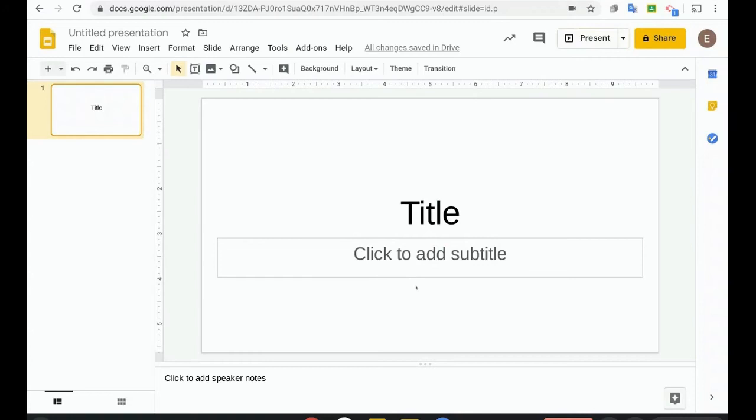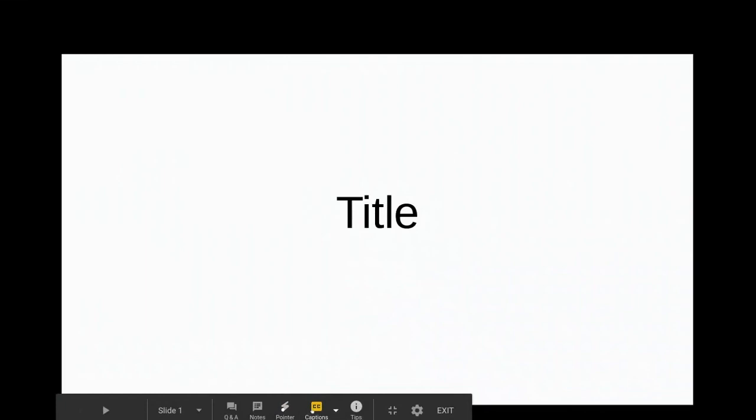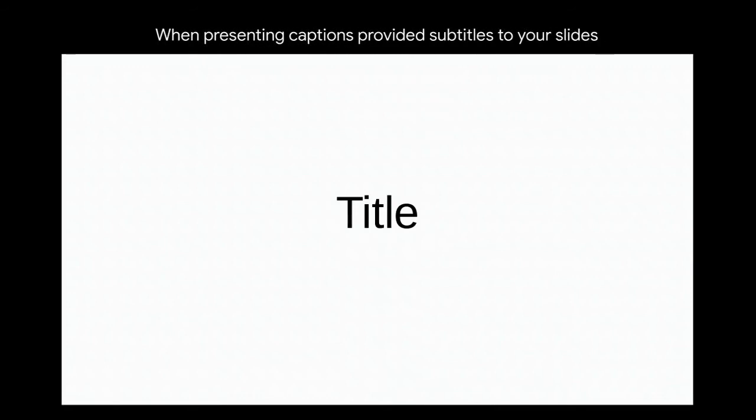Other settings available to us in Google Slides are when we present our slide deck. We have the option to add a pointer to draw attention to certain parts of the slide when we present. We also have the option to add captions. When presenting, captions provide subtitles to your slides.